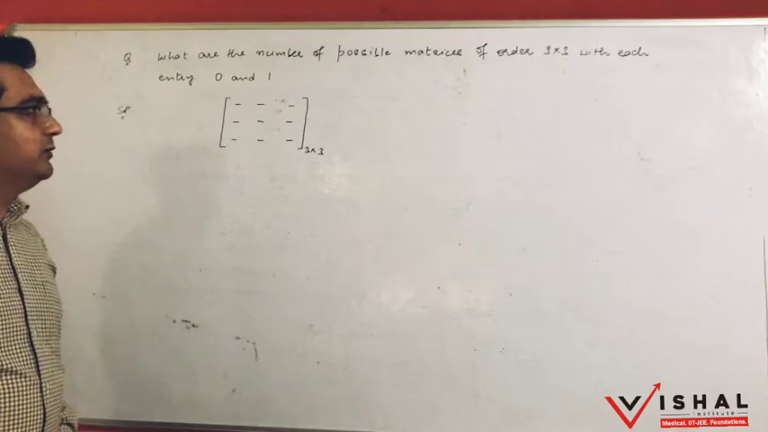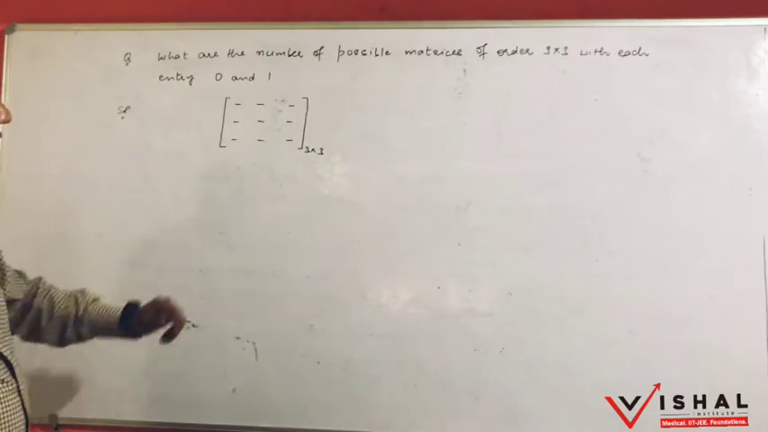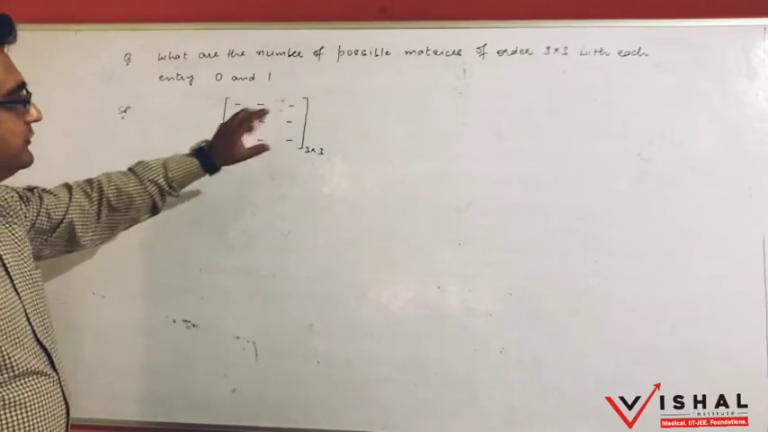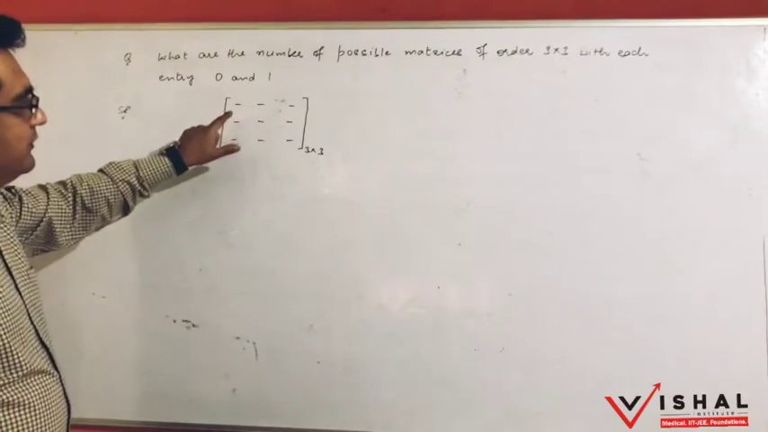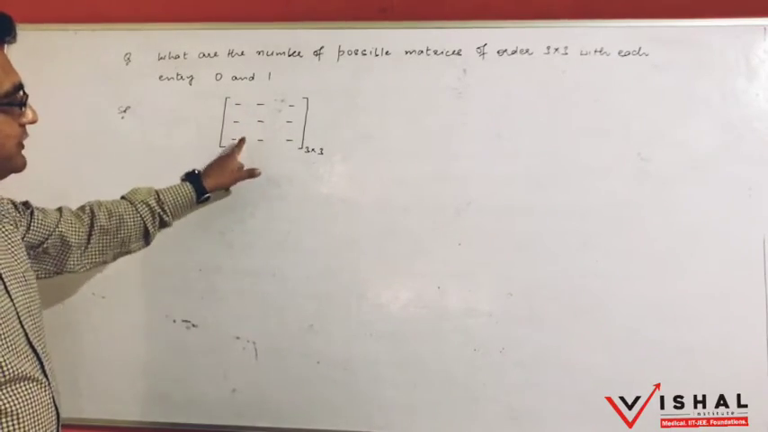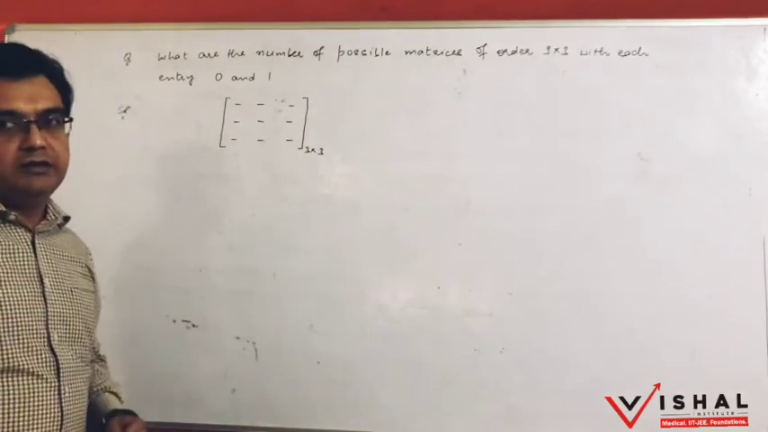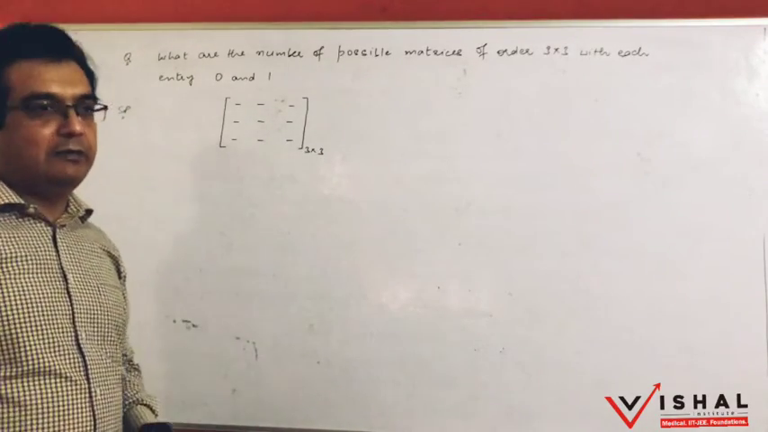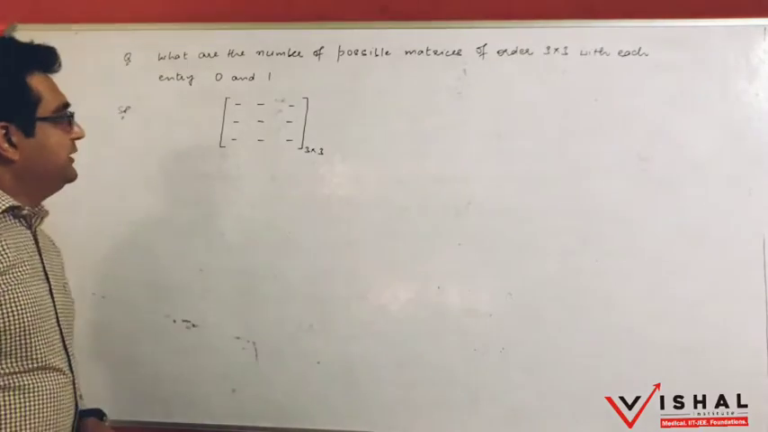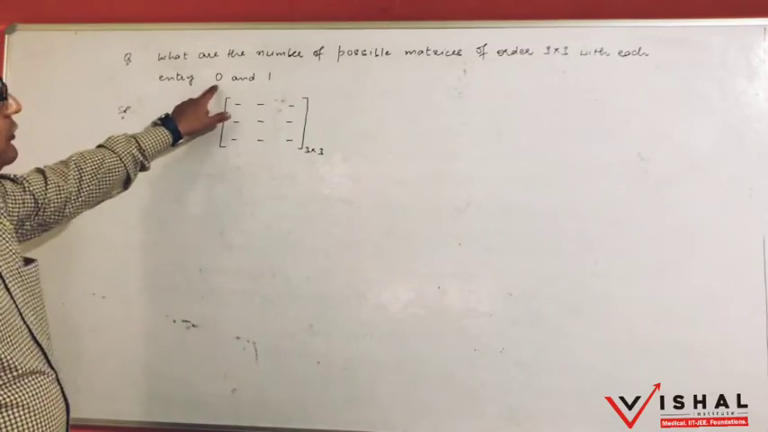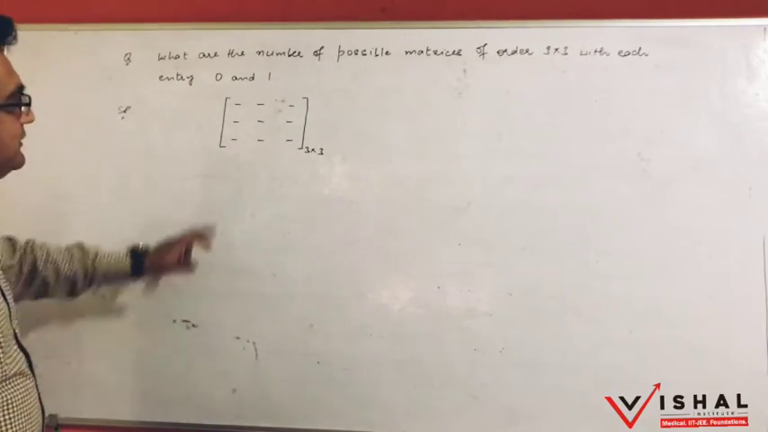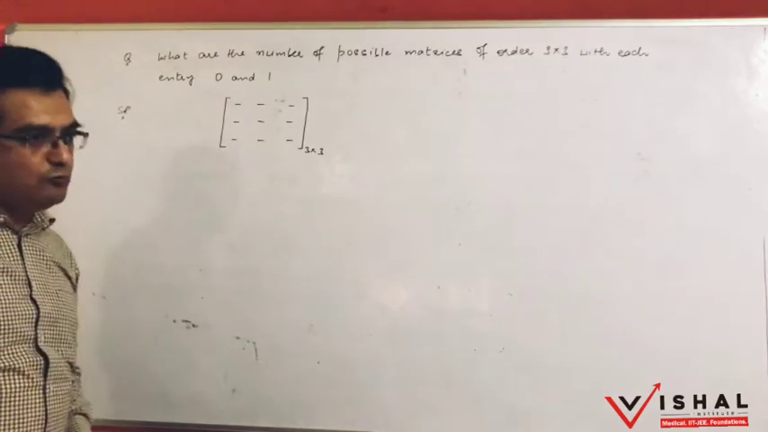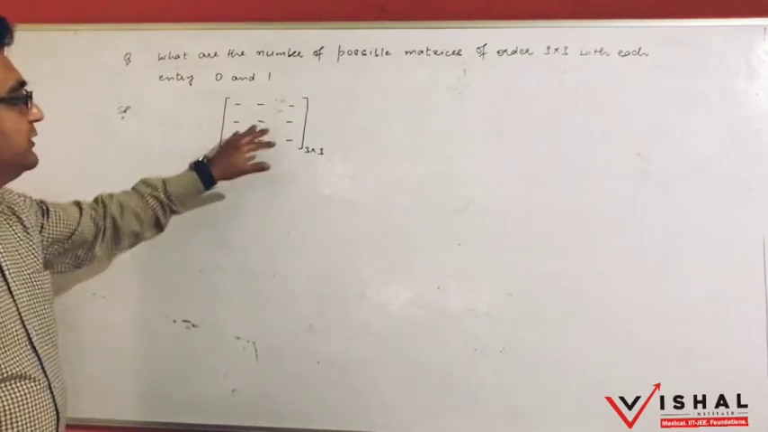So what is the total number of elements in this matrix? They are 9. If we count them, 3, 3, 6, 3, 9. There are a total of 9 elements. So we can multiply 3 with 3, we get the 9 elements. Now, each place is to be filled either by 0 or by 1. So that means each place can be filled in 2 ways. So these are 9 places.